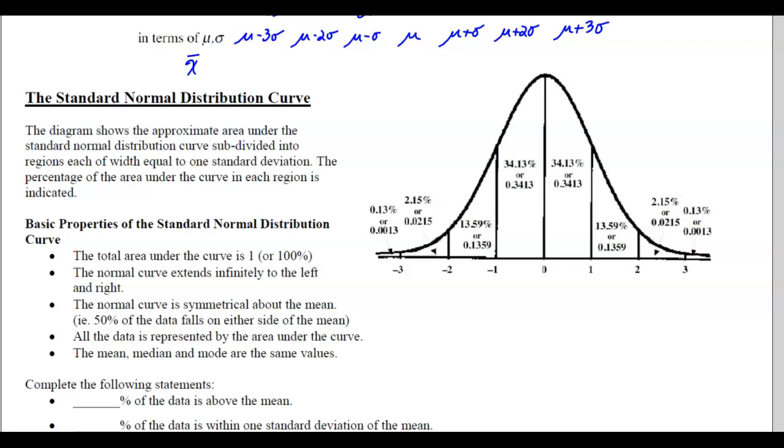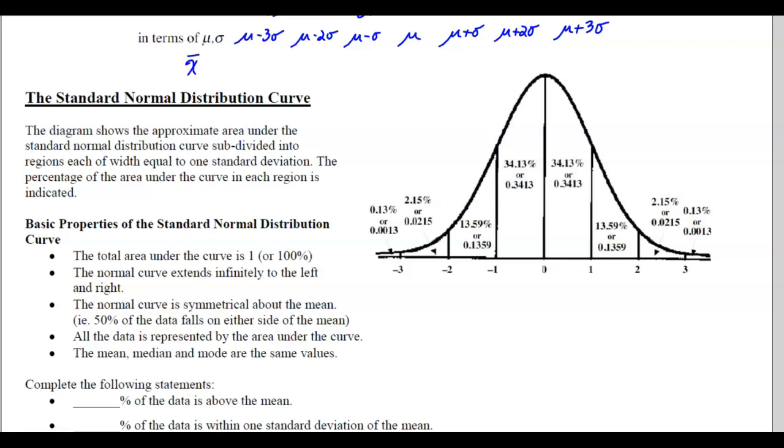Percentage of the area under the curve is indicated there. So, basic properties. Total area under the curve is 1 or 100%. That's whichever version you're showing it in. The normal curve extends infinitely to the left or the right to account for any of those outliers. The normal curve is symmetrical about the mean, so 50% of the data falls on either side of the mean. All the data is represented by the area under the curve.